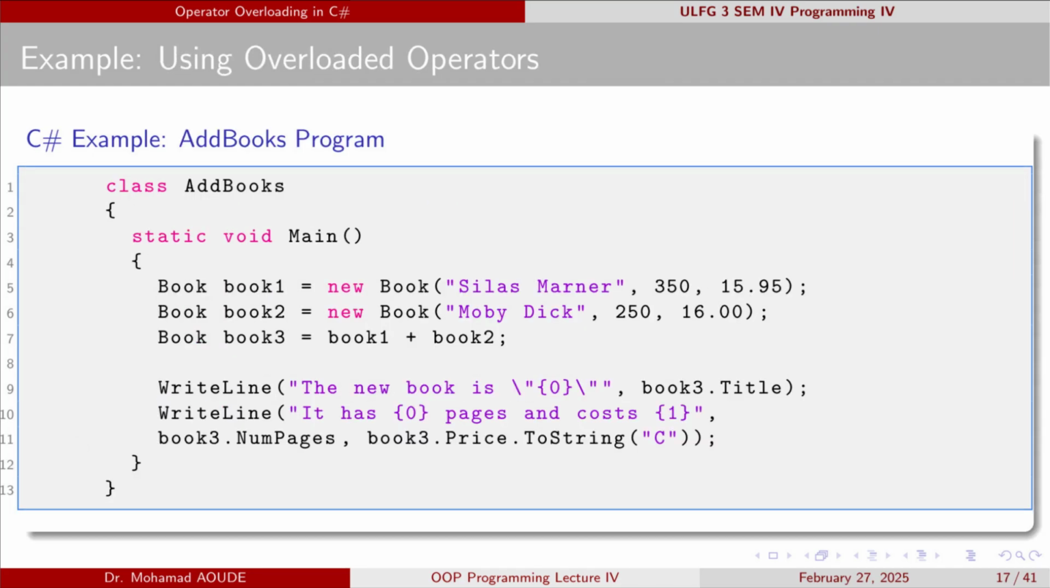Here we see a full program using overloaded operators. 2 books are created. They are added with plus. The result is a new book with merged attributes. Operator overloading allows powerful yet intuitive object interactions in C#.